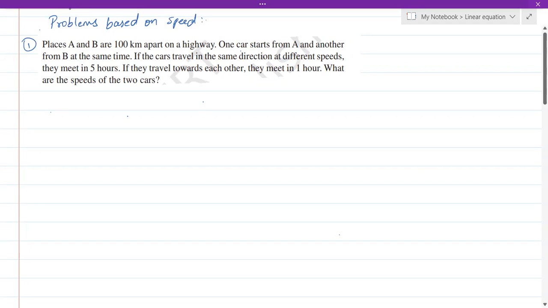So far we have seen problems based on age, problems based on fractions, and problems based on two-digit number. So let's start with problems based on speed.